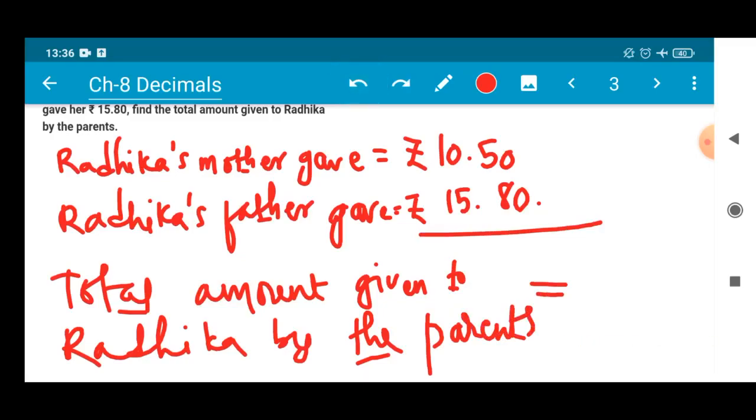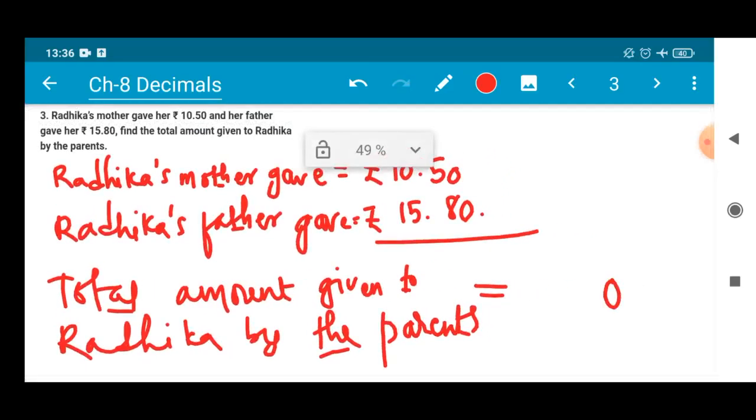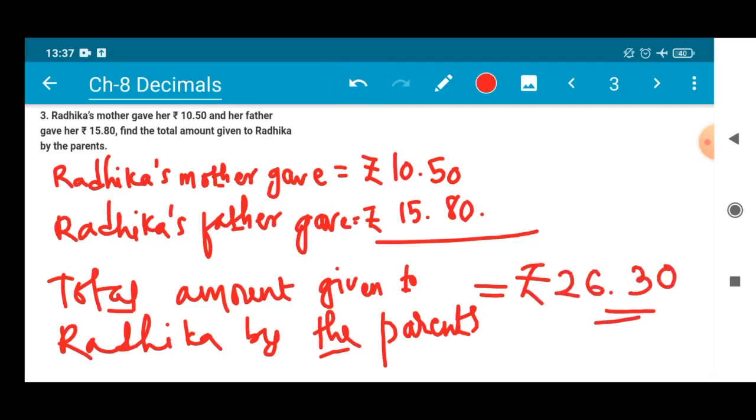Okay, so let us add. So 0 plus 0 is 0 here, I'm writing here. 8 plus 5 is 13, so 1 will be kept out there. Now we are proceeding towards the ones position, so 1 plus 0 is 1 and 1 plus 5 is 6 there. Now 1 plus 1 is 2, so rupees 26.30. So I'll write here 26.30 is the amount given to Radhika by the parents. Okay, so this is very simple, very easy one. I hope you guys understood it.